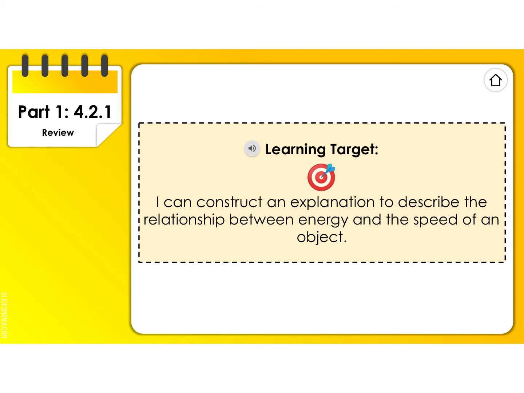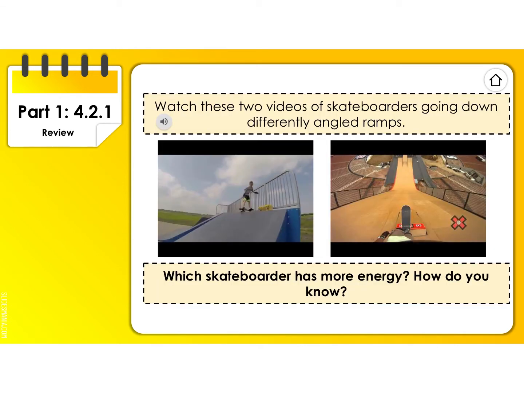speed of an object. You're going to start off with two different videos of skateboarders going down these ramps that are angled slightly differently. And you're going to think about the question, which skateboarder has more energy, and how do you know that?